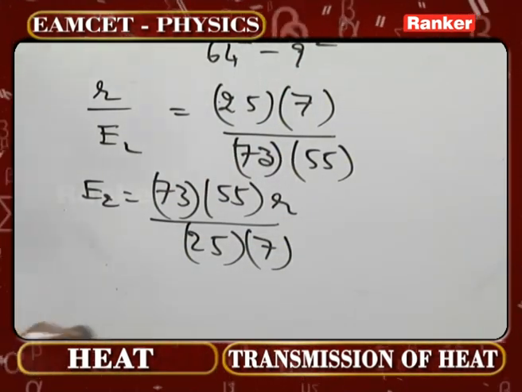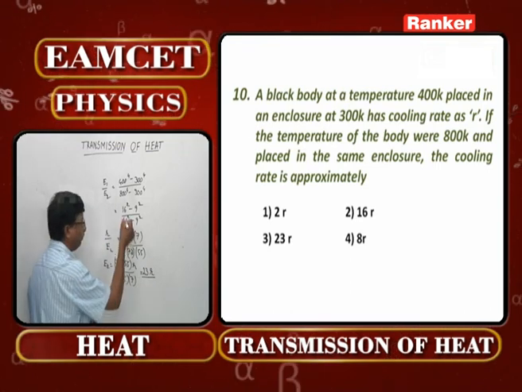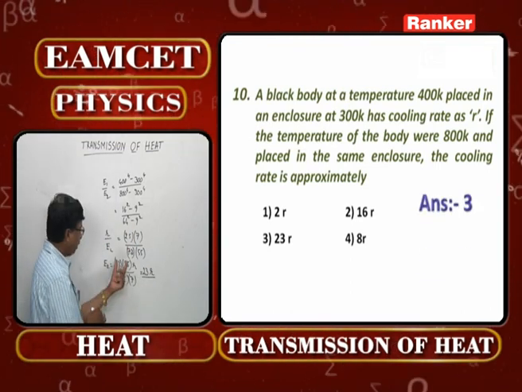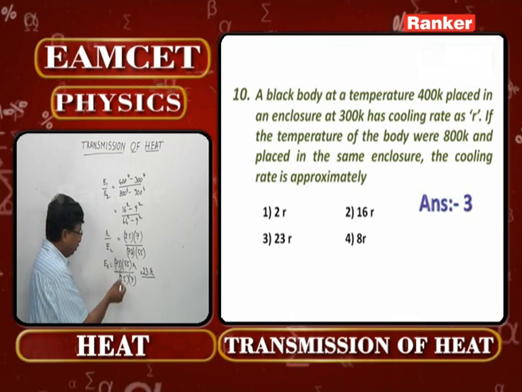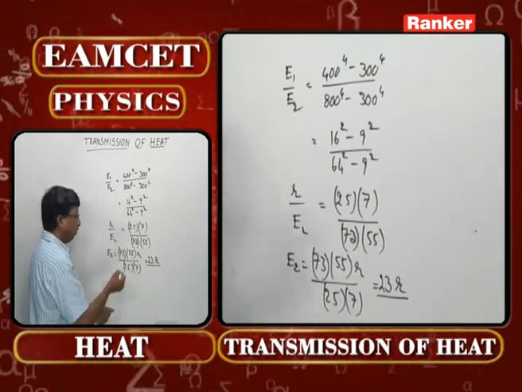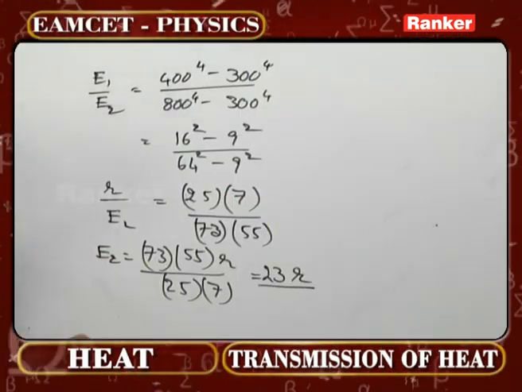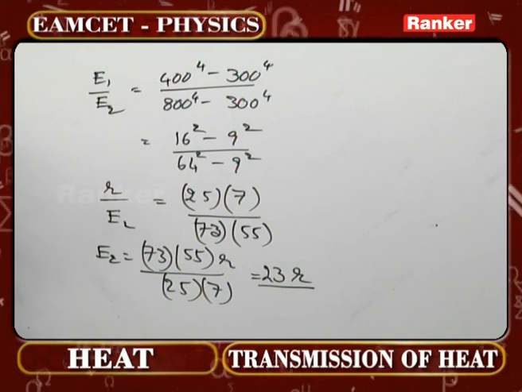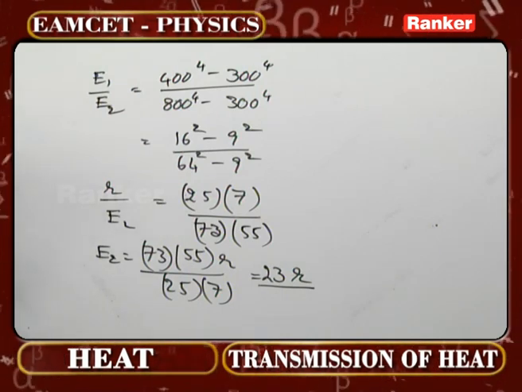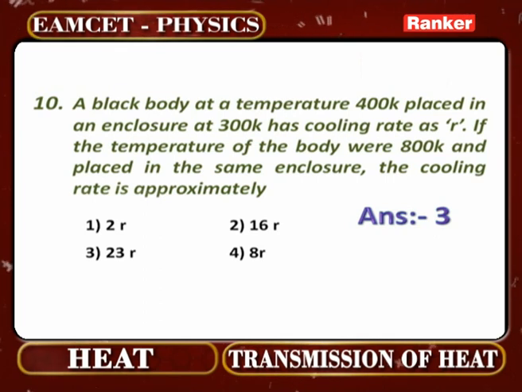What are the options given? 23R is the suitable answer for this. You need not calculate the entire thing. Roughly you do it. 25 goes in 73 nearly 3 times. 7 goes in that particular case like you can think of. It will be around 20 and above 20. There is only one option that is nearby 20. That's going to be 23R. So the third option is the correct option for this question number 10.